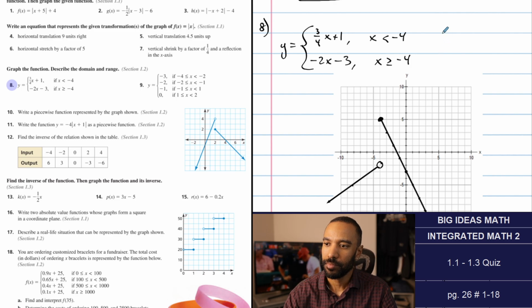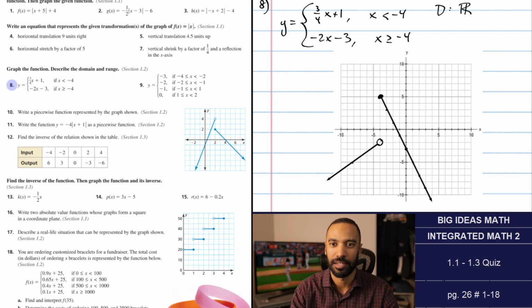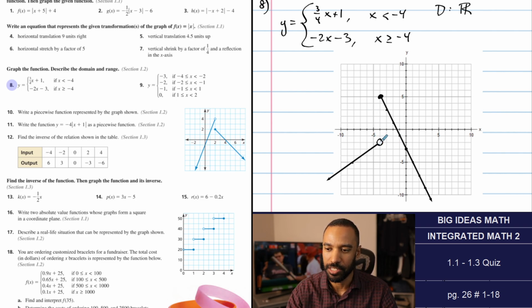Domain is all real numbers. This graph goes forever left and forever right. There's no x value that is not included in this set. If you can believe that. You say -4 is not included, it's included right there, and everything to the right and to the left.